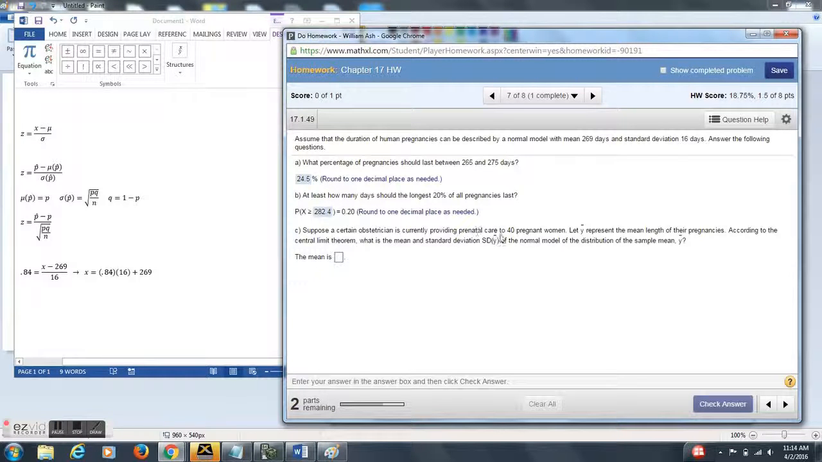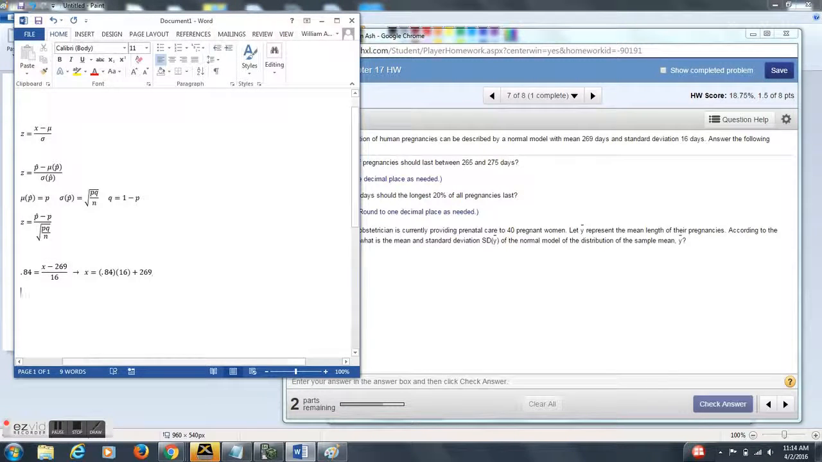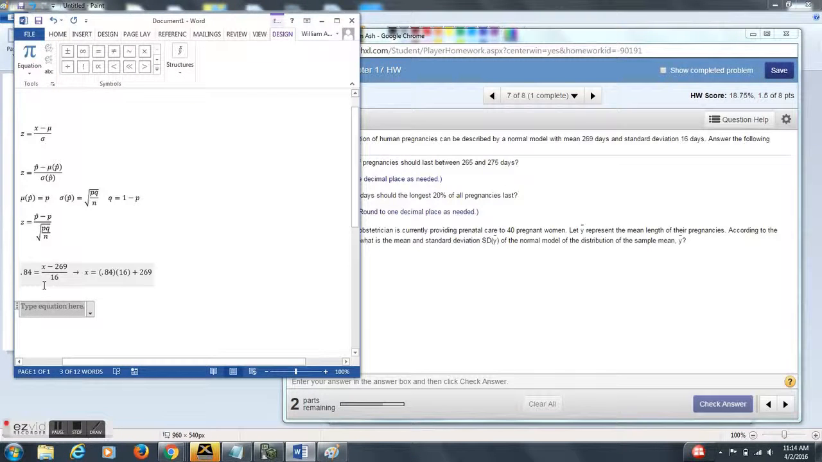All right. Suppose that a certain person is planning to take care of 40 pregnant women. According to the central limit theorem, for this one it's just like this, right? But now, instead of sample proportions, we have sample means. So we would have y bar minus mu of y bar, divided by sigma. I'm going to use sigma because I don't think the other notation will work right.